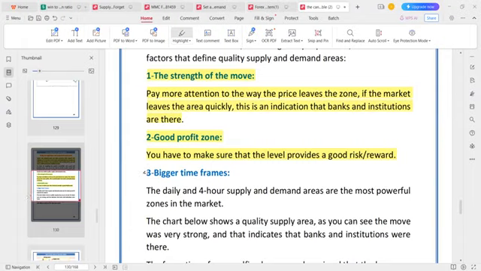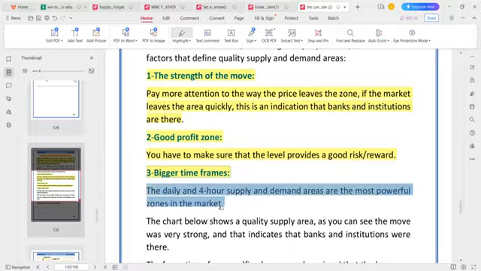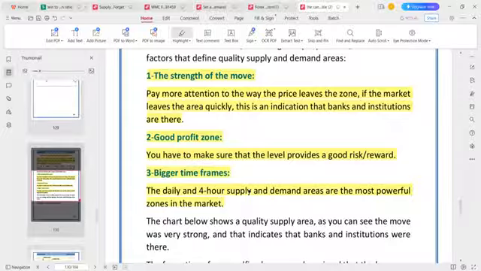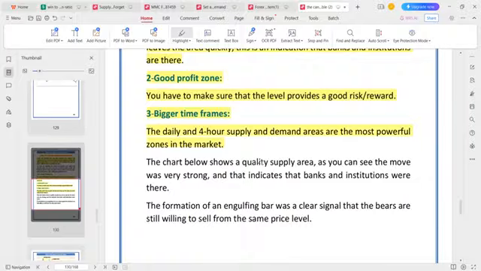The third is bigger time frames. The daily and the 4-hour supply and demand areas are the most powerful zones in the market. If you've been following me on my other YouTube videos, you hear me talk. Each time I talk about the 4-hour, I'm looking for supply and demand areas only. So that's also a personal preference. I love to use the 4-hour to look for supply and demand areas. The chart below shows a quality supply area.